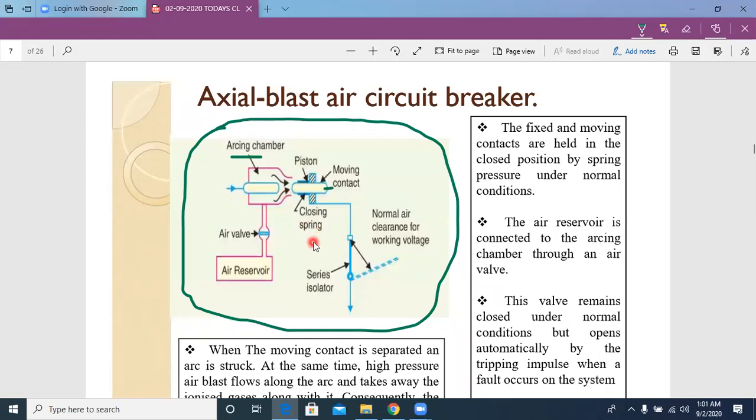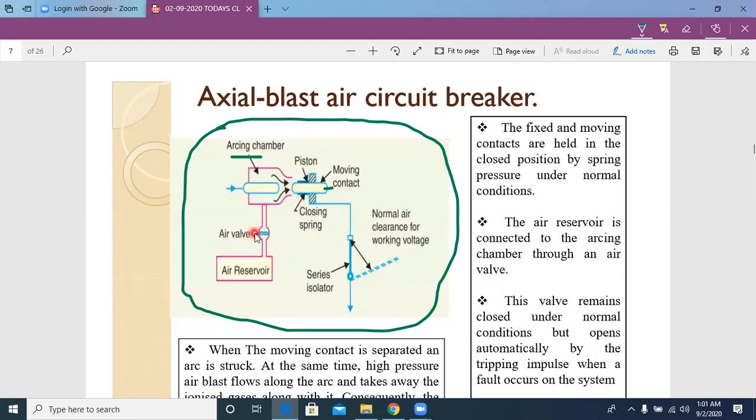Let me explain once again. Here we can see the arc chamber, and in this arc chamber we have contacts. Under normal conditions, these two contacts are in the closed position. When a fault happens, because of the relay signal, these two contacts open. When these two contacts open, the arc is initiated, and with some tripping action the air valve also opens.